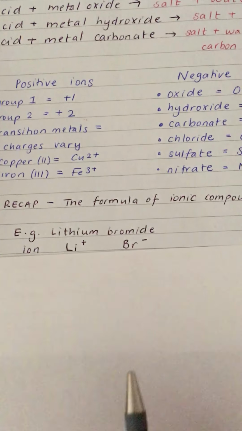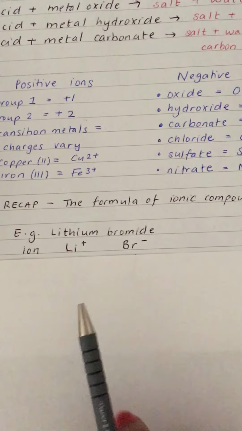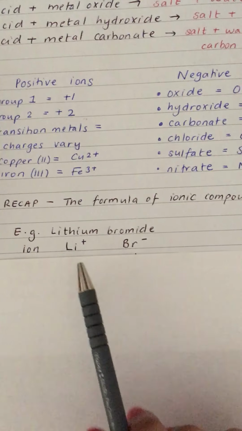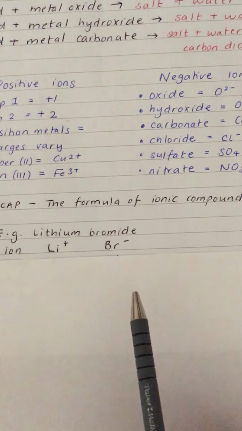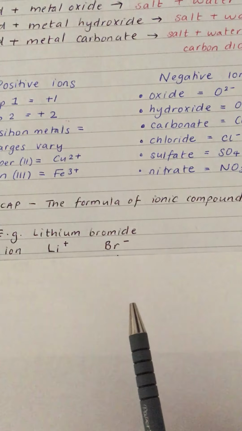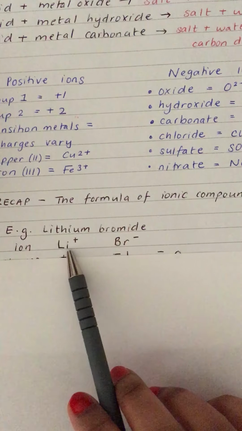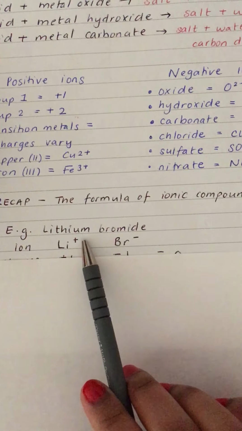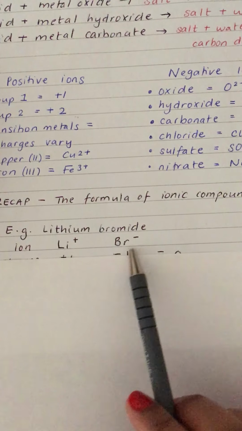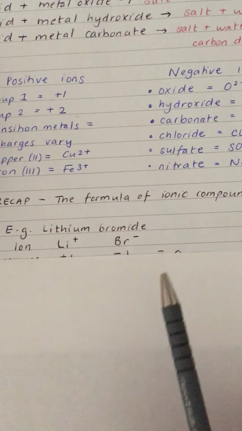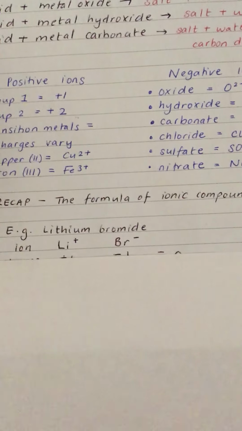Firstly, if we've got a compound and we know that this is an ionic compound because you've got a metal and a non-metal, first thing you need to do is work out the charge of the individual atoms. So lithium's obviously in group 1, it has a +1 charge, and bromine's in group 7, the ions formed have a -1 charge.